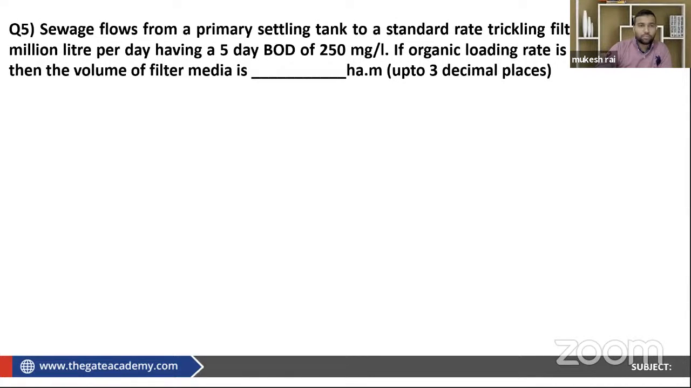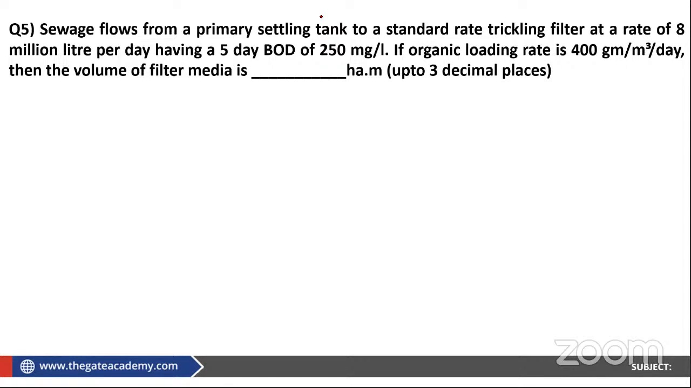Now we had discussed that. Now we will solve some more questions that are shown on your screen. Sewage flows from a primary settling tank to a standard rate trickling filter at a rate of 8 million liters per day, having a 5-day BOD of 250 milligram per liter. Now the 5-day BOD is given. Similarly, the flow rate is also given, that is 8 million liters per day, that is the discharge. Now, if the organic loading rate is 400 gram per meter cube per day, then the volume of filter media is... We have to find the volume of filter media here in terms of hectare meter. Just find it. I will give you 5 minutes to solve this question. Find it fastly. The volume of filter in terms of hectare meter. Okay. Find it. Just solve it fastly.